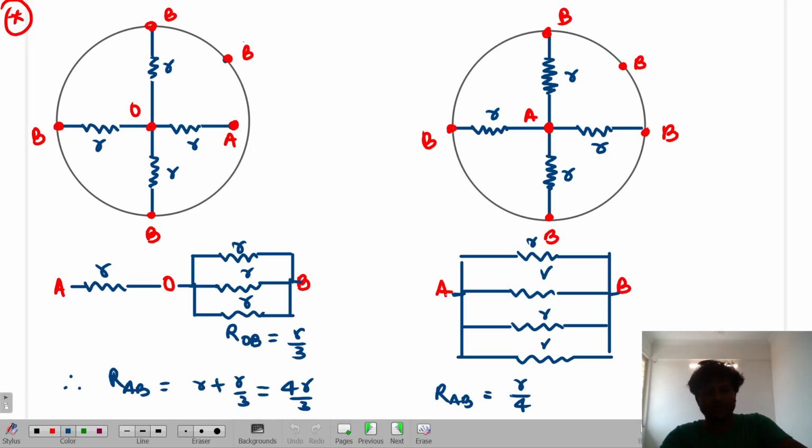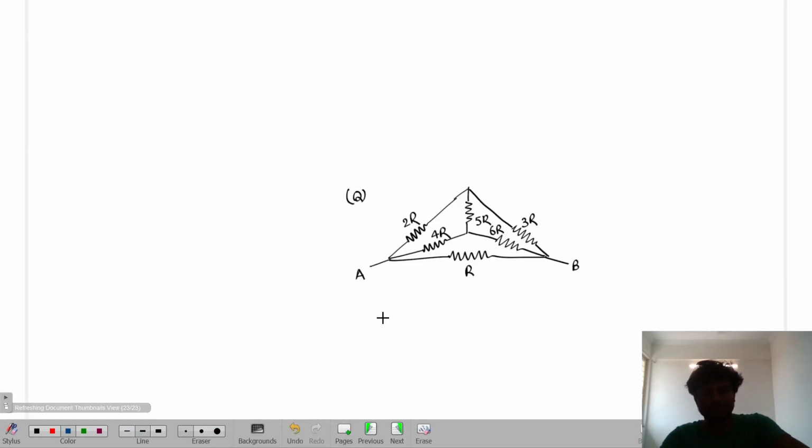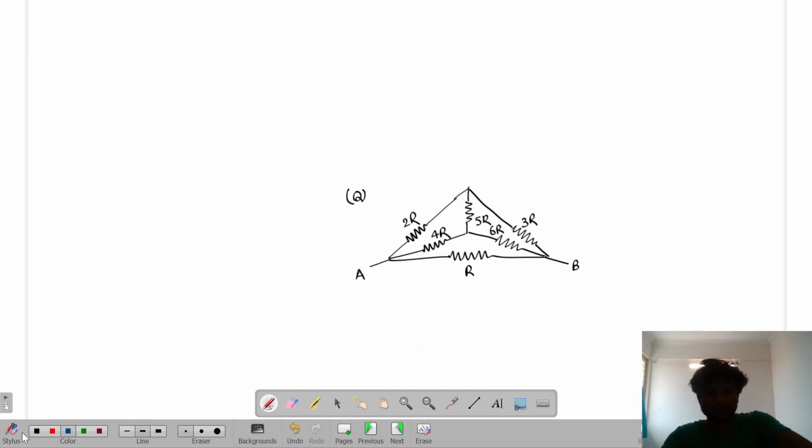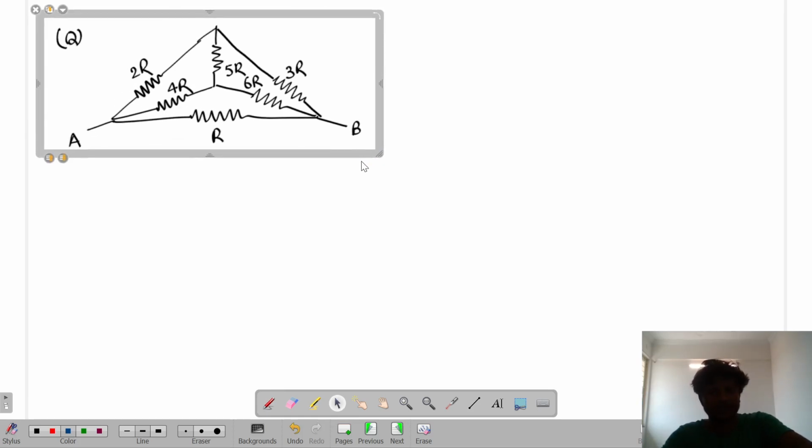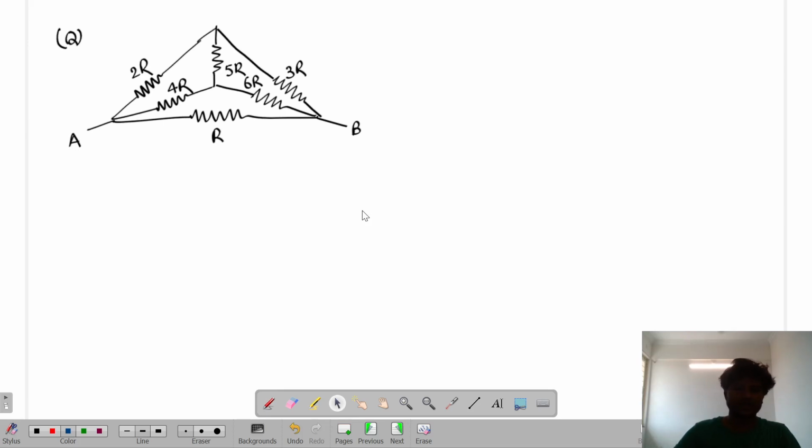Some more arrangement problems we will do. Okay. So here also I have one more question. It says let's suppose I have a circuit like this. Then find the equivalent resistance between AB.